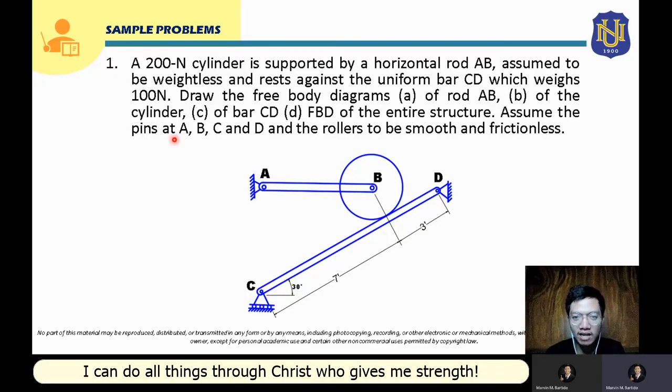So we are going to construct the free body diagram of the parts of this structure, and the free body diagram of the entire structure. We are going to follow the procedures or the steps in constructing a free body diagram. So let's start.